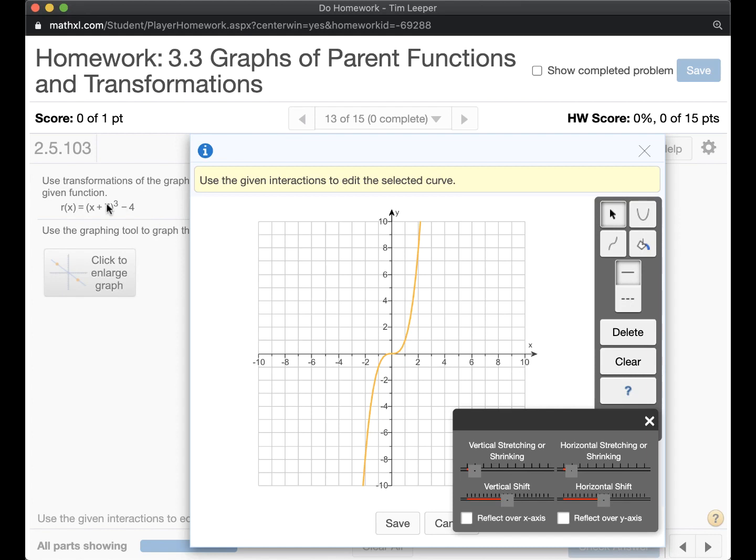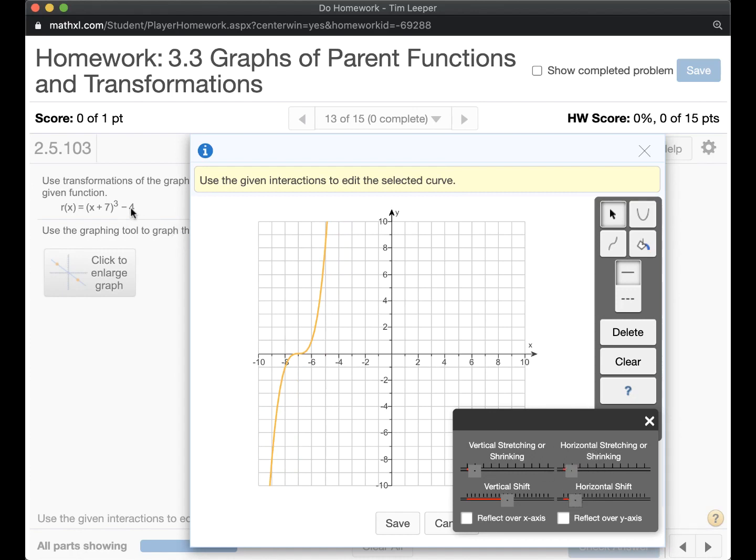Now, notice that we have plus 7 right there. That plus 7 is inside with the x, which means it's going to go left 7 units, which is a horizontal shift. So on the horizontal shift, we want to go to minus 7. It's just a scroll bar here. Sometimes it won't be a scroll bar, sometimes it is. But you can see what's happening as you move left and right. The graph is moving left. So go to that minus 7, and that's exactly where it needs to go.